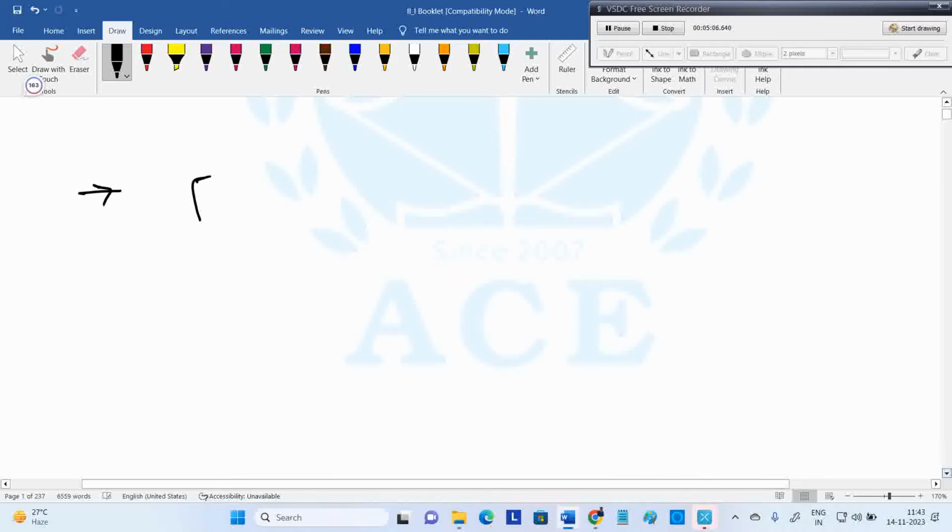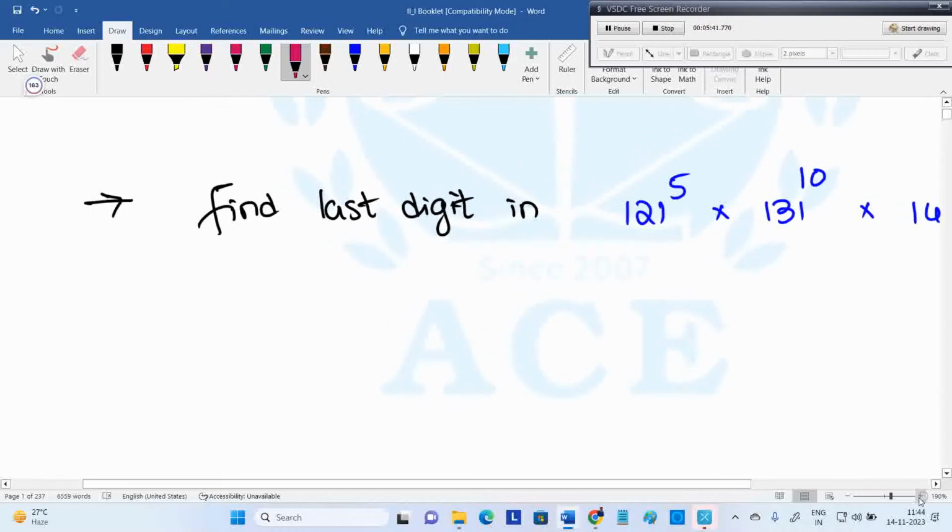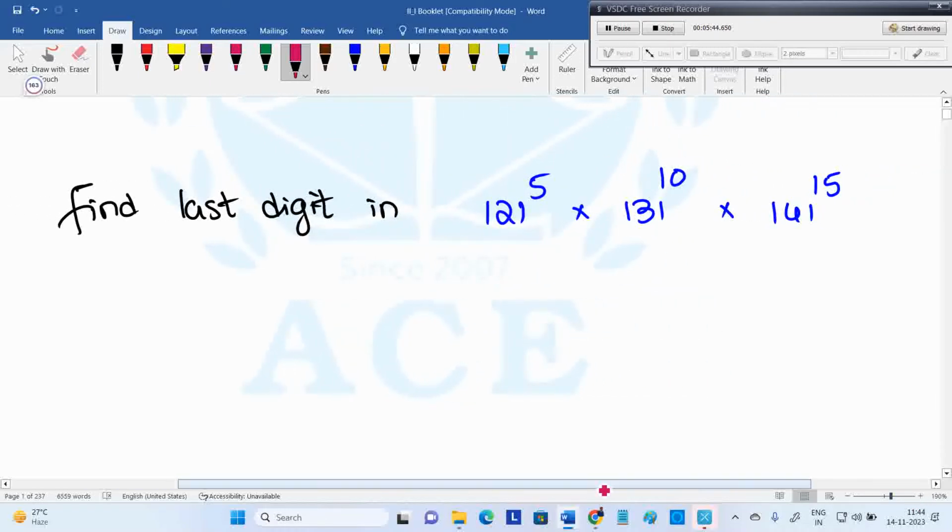Now, they may ask you, find the last digit in 121 power 5 into 131 power 10 into 141 power 15. They may ask a question like this also, right? So the first basic thing you have to know is you want only the last digit or units place. Take the units place only. My question here is 121 power 5, hope the screen is visible, 131 power 10, 141 power 15.